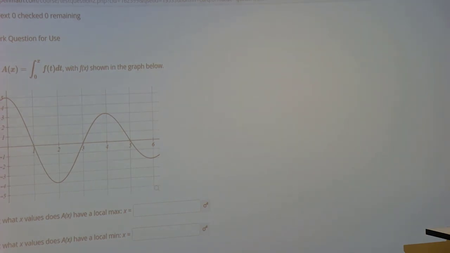has x-intercepts at where x equals what? x equals 1, x equals 3, and x equals 5. 1, 3, and 5. Okay, see what I'm saying now? So that's what we noticed from the graph.